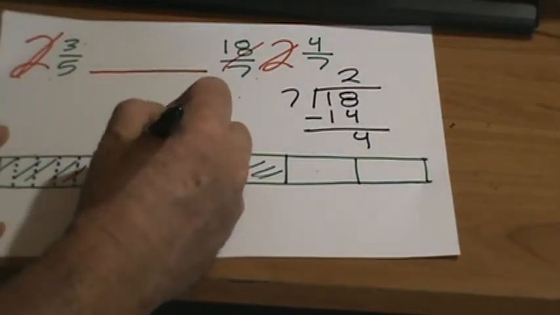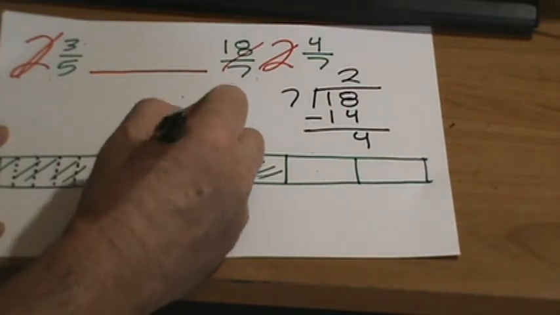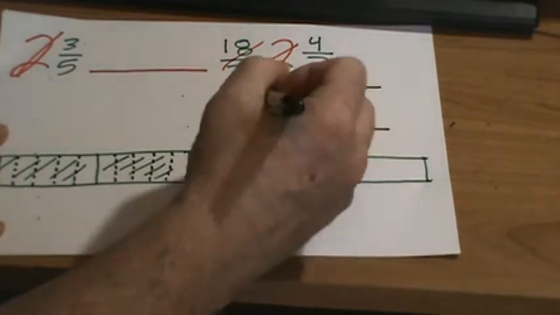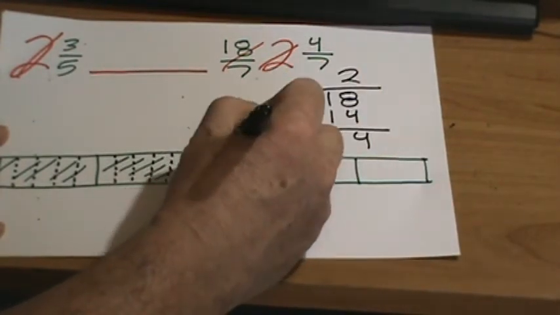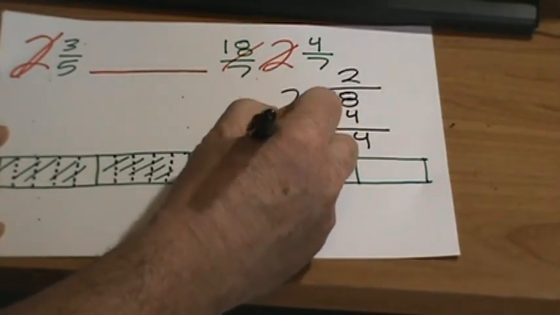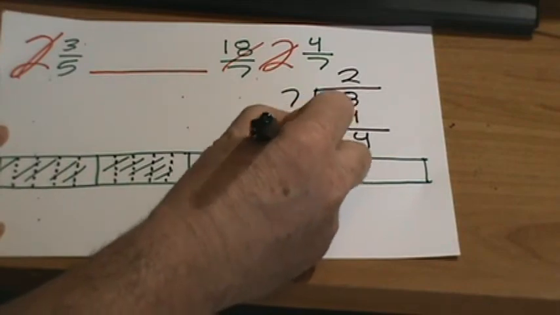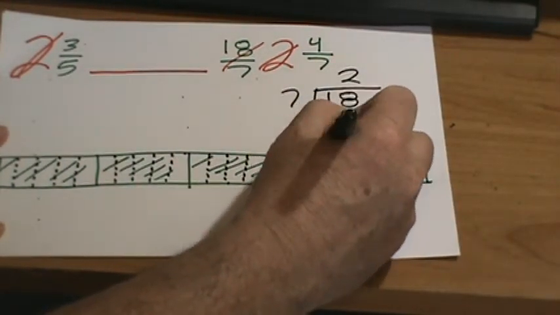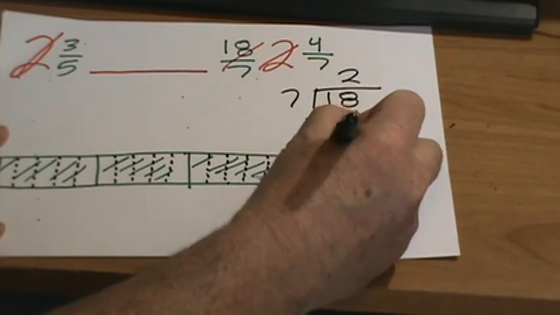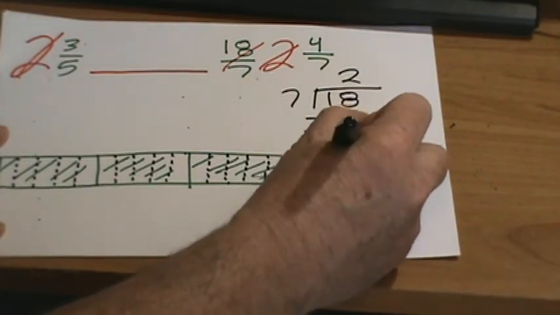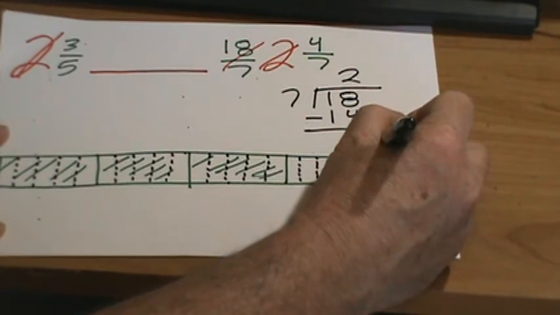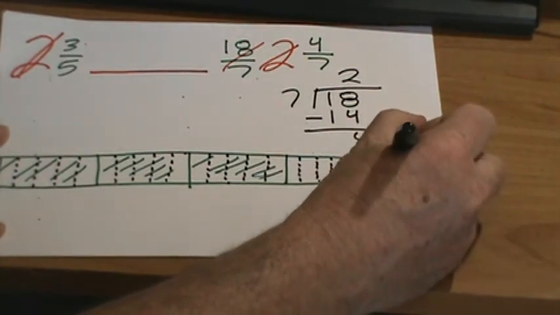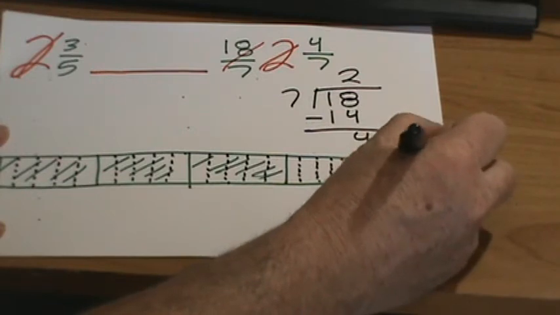1, 2, 3, 4, and 5. 1, 2, 3, 4, and 5. 1, 2, 3, 4, and 5.